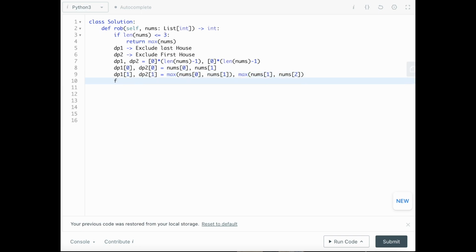So let's run through the rest of the houses. For I in range of 2 to length of nums minus 1, because that is going to be the length of our results array dp1. So this is going to be of length nums minus 1. That is the reason we are only running it till nums minus 1. So dp1 of I is equal to max of dp1 of I minus 1 comma, we are robbing the current house, nums of I plus dp1 of I minus 2.